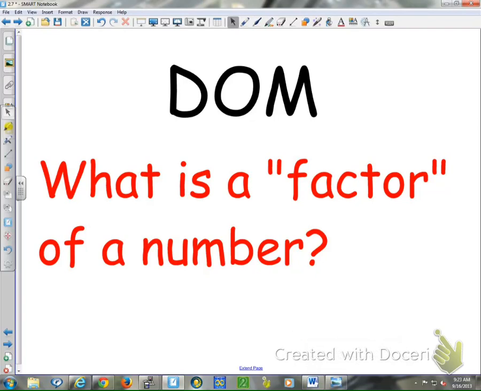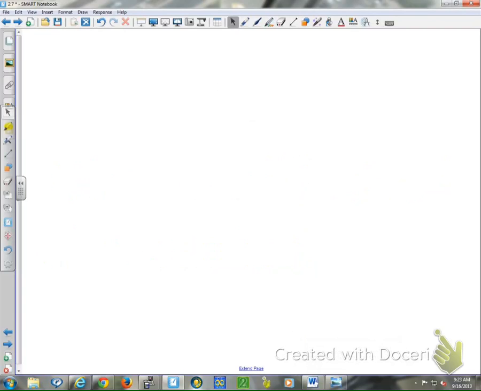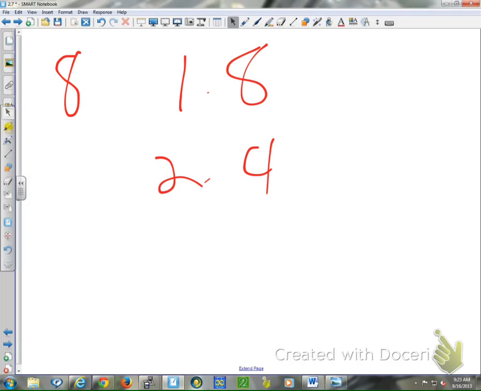make a number. Let me show you an example. A factor of a number, like 8, has factors of 1 and 8, 2 and 4. Those are all factors of numbers. Factors have to come in pairs because, by definition, it's being multiplied by another number to equal our number.